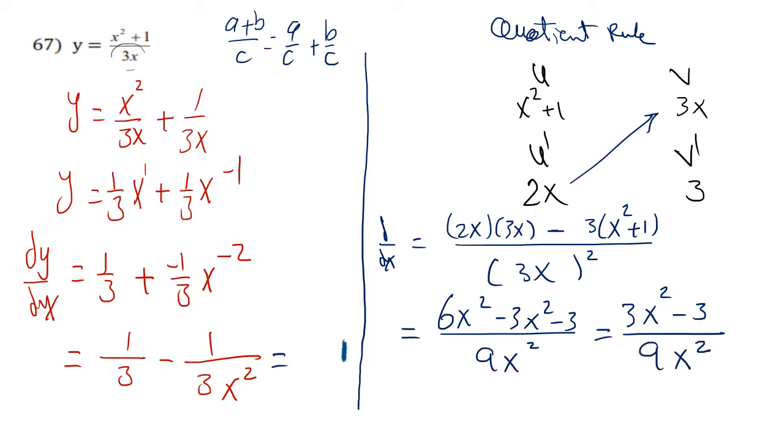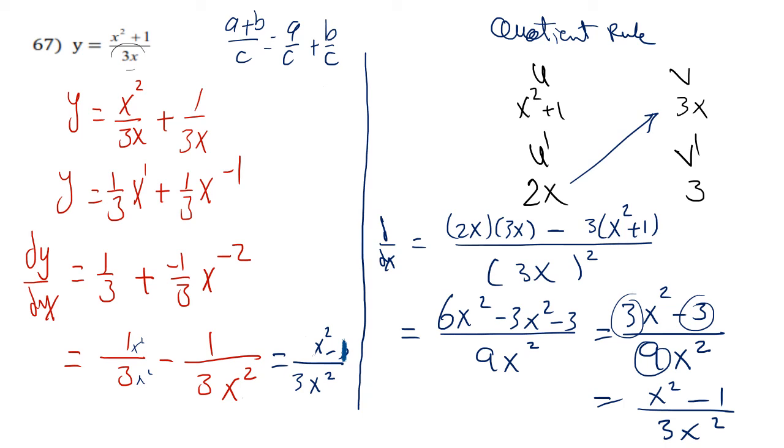Notice that if you make the same denominator here and multiply up and down by x squared, it's going to be 3x squared minus 3 on top. And you can also divide each term by 3, so it's (x squared minus 1) divided by 3x squared. So this one is (x squared minus 1) over 3x squared in simplest form.